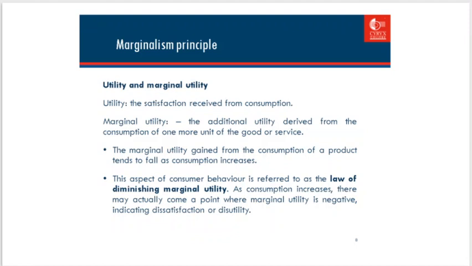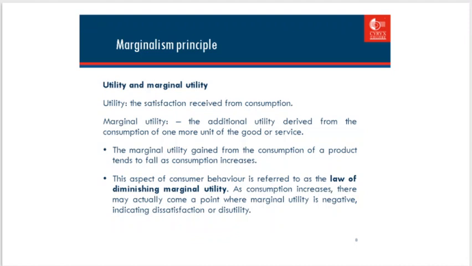We already know utility is our satisfaction, our happiness. Now, marginal utility means additional utility that we will get if we consume one more product or service. If we are talking about marginal utility, we will also talk about the law of diminishing marginal utility. The law of diminishing marginal utility means if we consume one more product, at some point our utility might decrease, not increase.